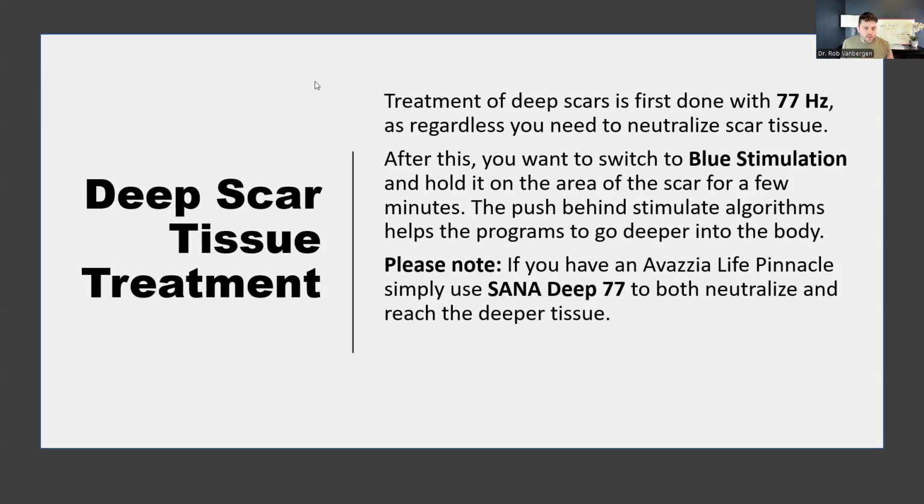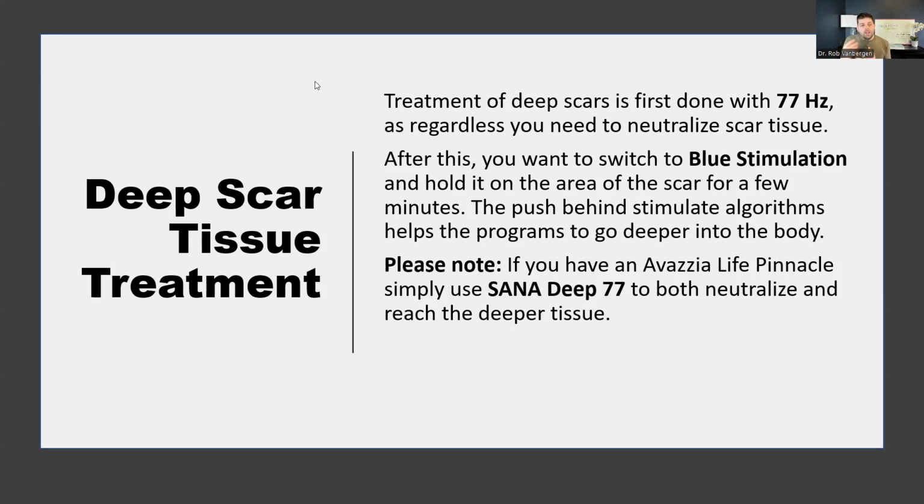So if you have our Genesis 2, Genesis device, or our Evolution, start with 77 hertz, and then you're going to switch to blue stimulation. This is the one with the blue light next to it on both of those devices. And you're going to hold it on the area of the scar where you know the scarring is for a few minutes. So this takes longer than the 3 minutes if you've got a lot of scar tissue. But treating over the area and holding it in place, this will actually allow the current to go deeper as it's continuing to go through the layers of the tissue and reach the scar tissue as needed.